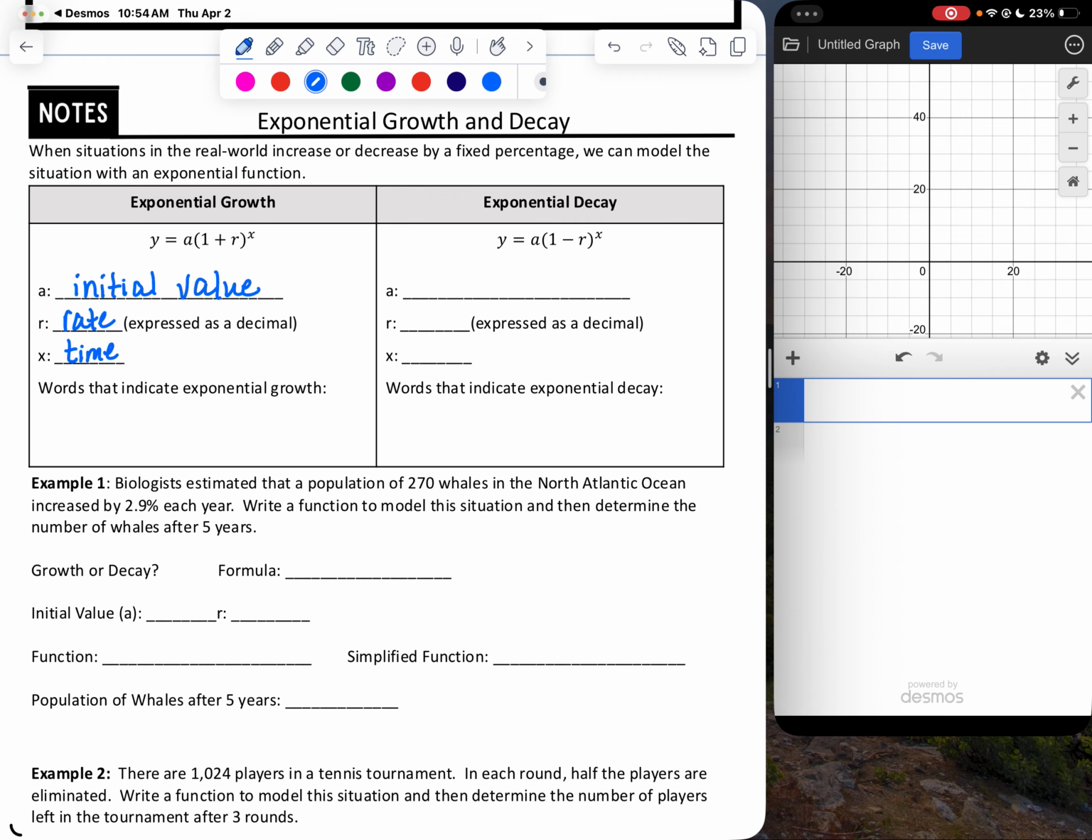Now, when you're dealing with exponential growth problems, they won't come right out and tell you it's exponential growth. So you're looking for words like increase. A quantity is increasing. Sometimes they'll say the population is growing at a certain rate.